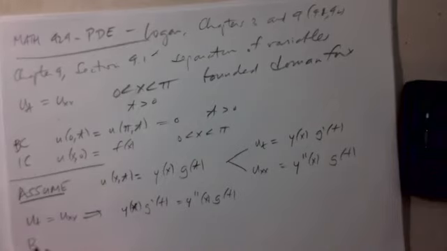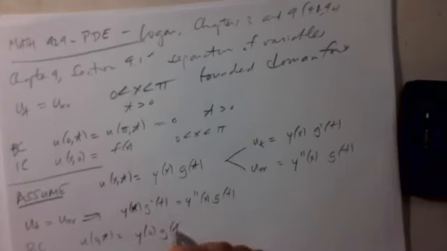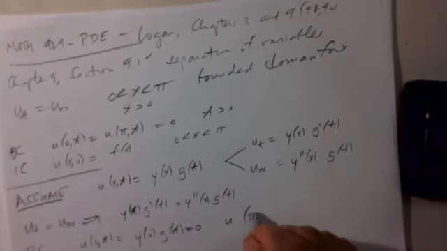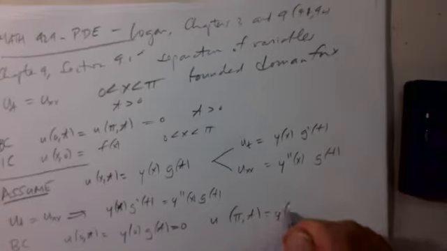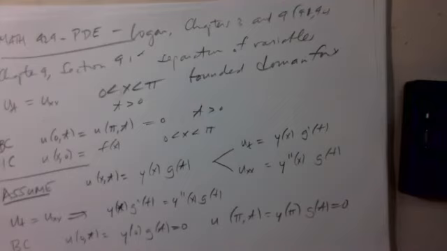And the boundary condition is u of 0, t, when you let x equal 0, is y of 0 times g of t, which is 0. And at the other boundary point, u of pi, t, is y of pi times g of t, which is also equal to 0.